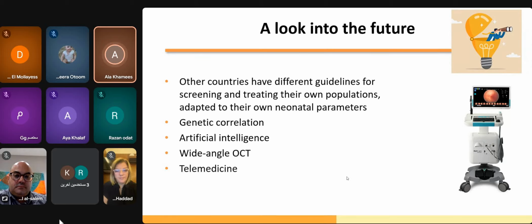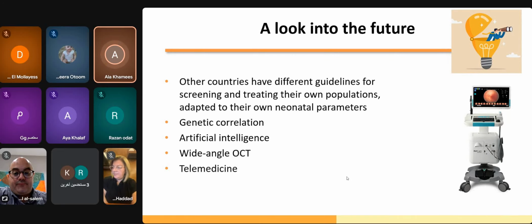As we said, other countries have different guidelines for screening and treating their own population, adapted to their own neonatal parameters. We need a national cohort. I asked Dr. Khalil, maybe we can progress in this subject, maybe in partnership with other centers, to make a pilot study, some small cohort group to collect our ROP patients, management, how our patients respond to therapy, how's the risk. We need that. We need to study more about the genetic correlation.